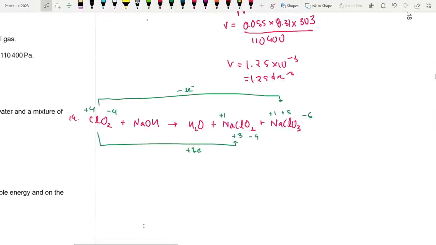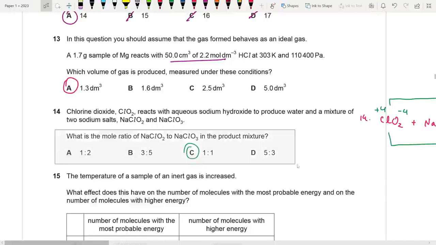So this is how I figure it out. I know that chlorine went from +4 to +5 in one, and in the other one it went from +4 to +3. So as you can see, the ratio is 1:1 for the electron, so that will be the mole ratio in the product mixture as well.